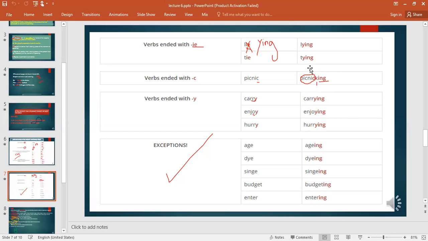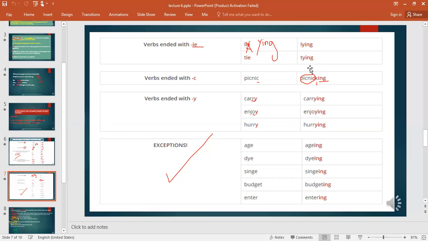So the three rules here again, we have the first rule, verbs that end with IE like lie, die, tie. You drop the IE, add Y, and then ING. Verbs that end with the letter C, you add K, and then you add ING. Verbs that end with Y, you just add ING.